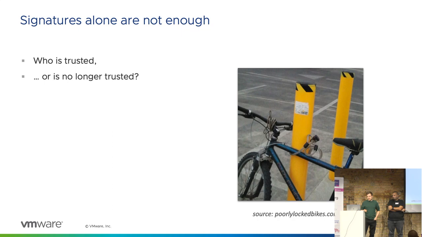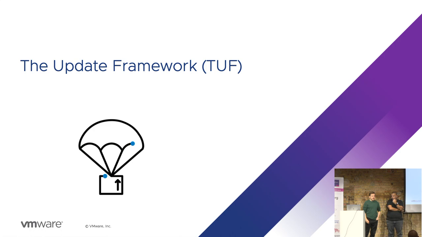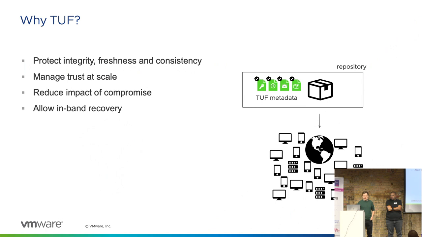TUF, The Update Framework, provides answers for these questions. TUF is built to protect the integrity, consistency, and freshness of your software artifacts. It uses signatures for that, obviously. But TUF also allows you to manage these trust definitions, or trust in general, at different levels of scale. It is built to reduce the impact of a single key compromise. And in my opinion, the killer feature of TUF is it allows in-band recovery of a key. So in its design, it defines how you can rotate or revoke a key that has been compromised or lost.